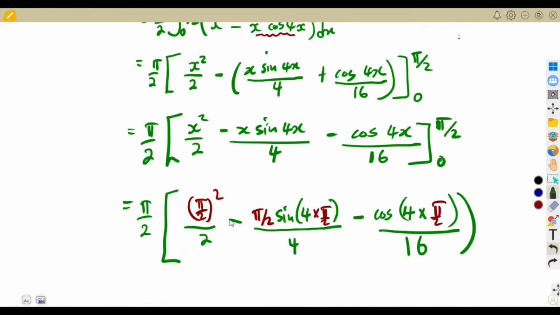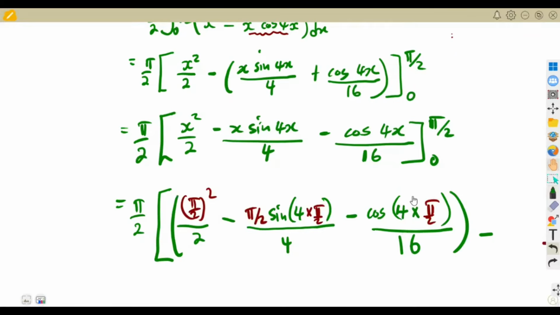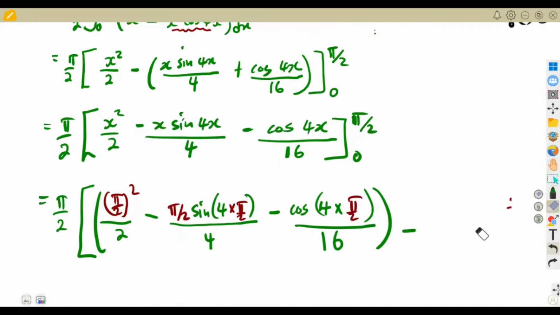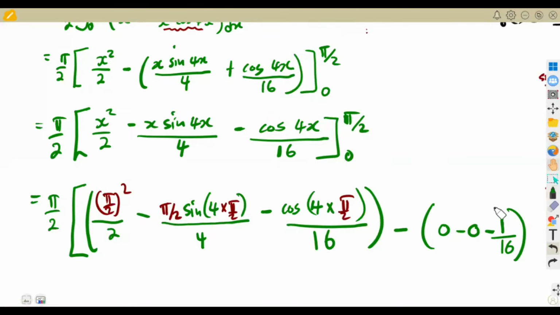So this is a single term here, minus, and you do the same thing on the lower limit. You substitute the lower limit to be 0. 0 squared is 0. Minus 0 times sine 0, which is also 0. But cos 0 is 1. So this will be minus 1 over 16, like this. That is what you are going to have.